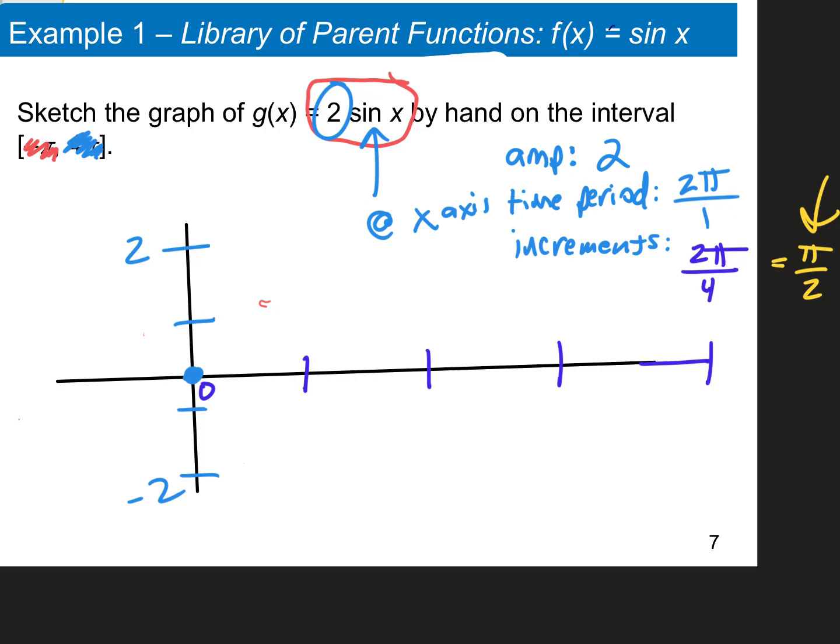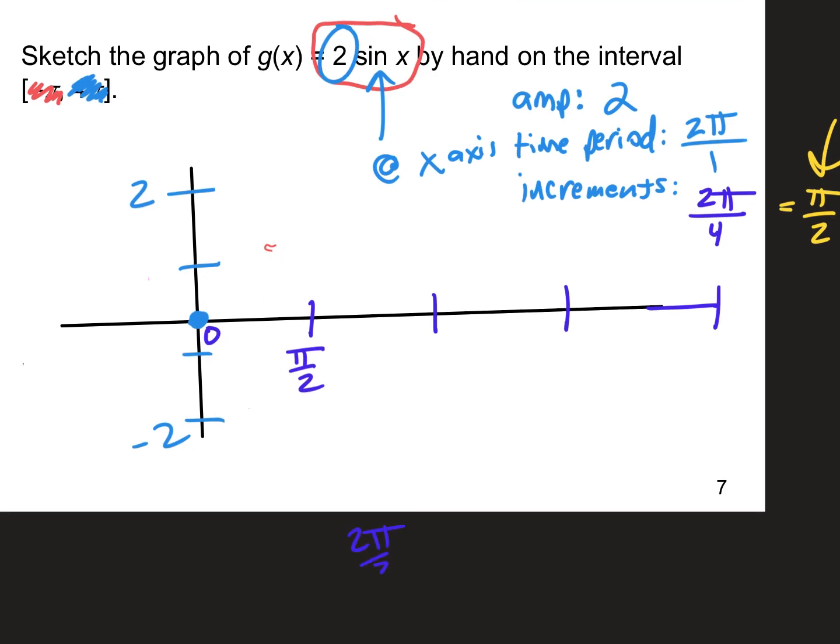So my first increment from 0 to pi over 2, how far did I go? I went pi over 2. So now I'm going to add another pi over 2. What's 1 pi over 2 plus 1 pi over 2? It's 2 pi over 2, which is pi, okay? Now I'm going to add another pi over 2. So 2 pi over 2 plus 1 pi over 2 is 3 pi over 2. If I add another pi over 2, it's how much? 4 pi over 2, which is 2 pi.